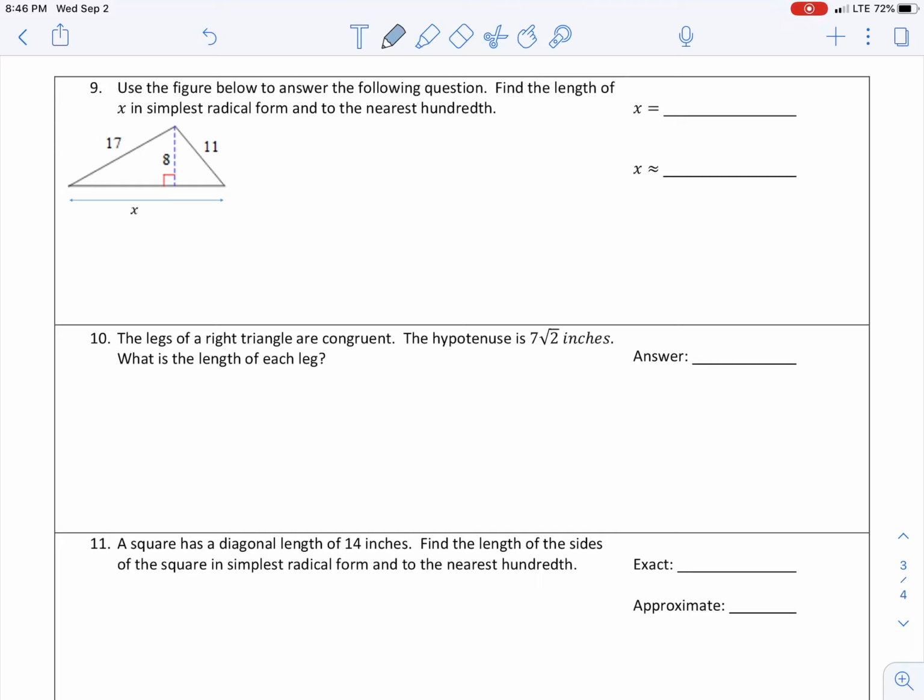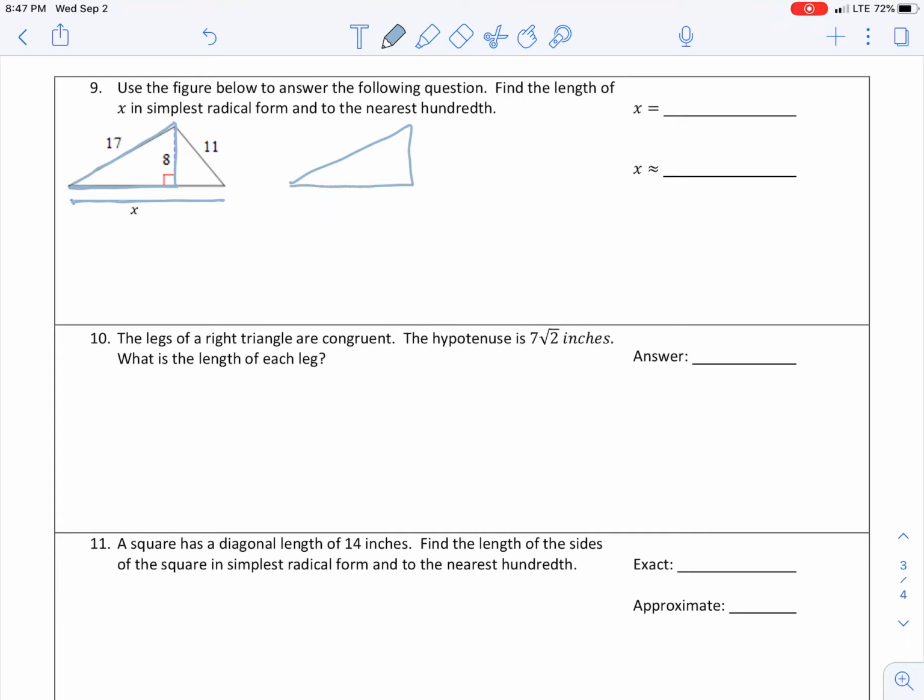So the problem is x is not just one length, like just this length. It is this entire length. Okay, so we're going to have to use the Pythagorean theorem a couple times. So if we look at our light blue triangle, I'm going to go ahead and draw that off to the side.